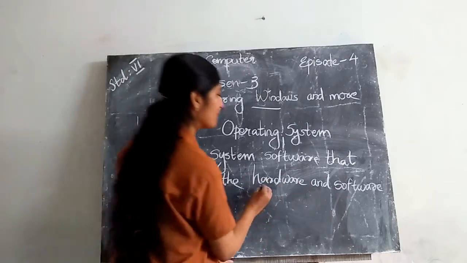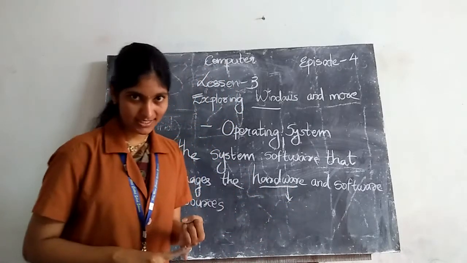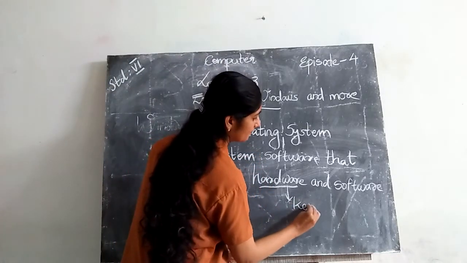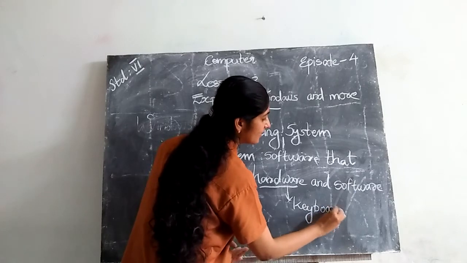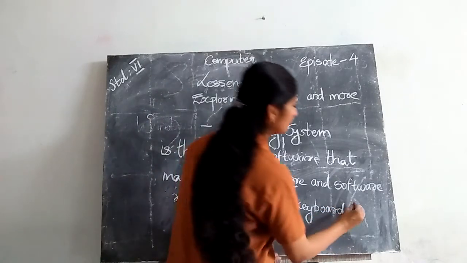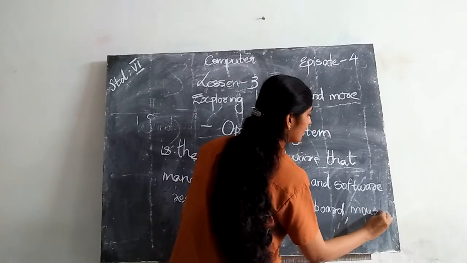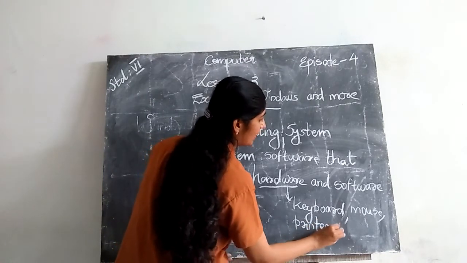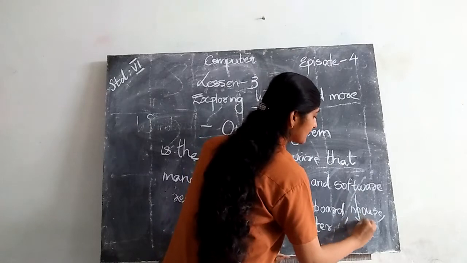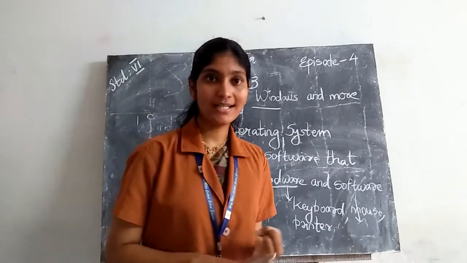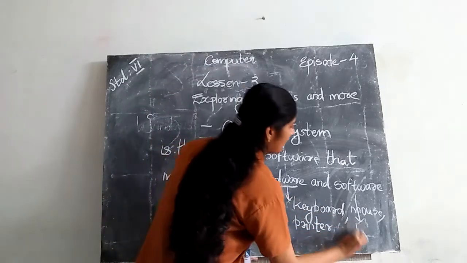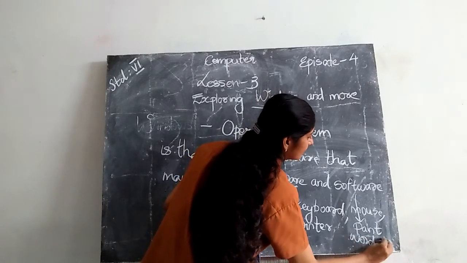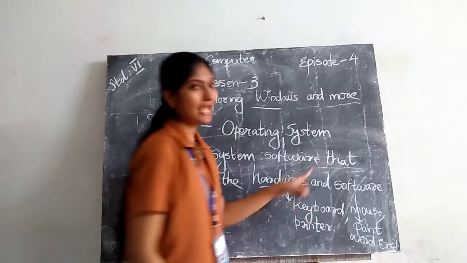Hardware means what? Examples of hardware are monitor, keyboard or other external devices. Keyboard. Then another example, mouse. Then printer, scanner, etc. These are examples of hardware. Then software means software examples: Paint program, MS Word, MS Excel, etc. are examples of software.